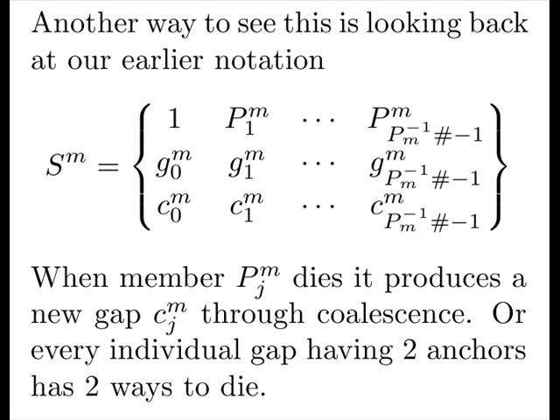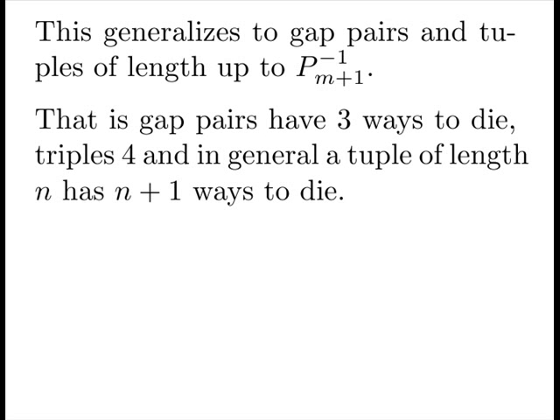Another way to see this is looking back at our earlier notation. Every one of these columns must die. And when a column dies, it produces a new gap in the coalescence row. Or, every individual gap, having two anchors, has two ways to die. This generalizes to gap pairs and tuples of length up to our next prime minus 1. That is, gap pairs have three ways to die, triples 4, and in general, a tuple of length n has n plus 1 ways to die.